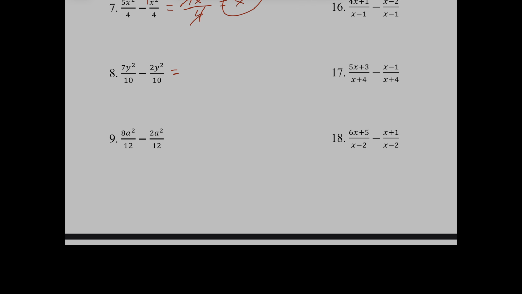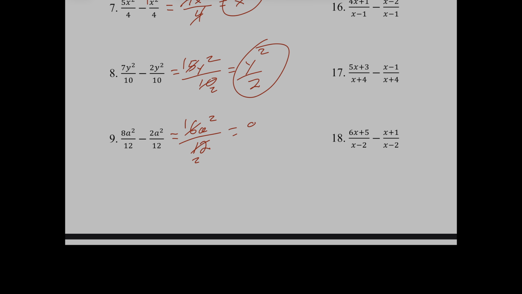7y squared minus 2y squared. Well, that's just going to be a 5y squared over 10. And when we reduce, I'm just going to get a y squared over 2. Okay, going on. 8a squared minus 2a squared, there's a 6a squared over 12. And when we reduce, we're just going to get an a squared over 2.